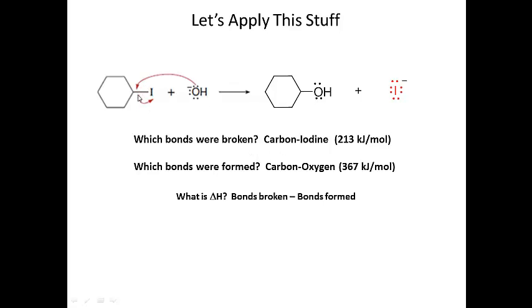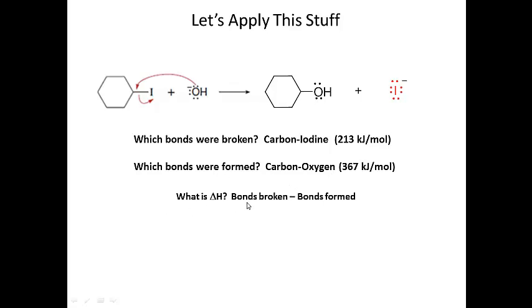So the question is, which bonds were broken? Well, we broke a carbon-iodine bond according to this arrow, and then we made, according to this arrow, a carbon-oxygen bond. So the carbon-iodine bond from the chart takes 213 kilojoules per mole to break, and then for the carbon-oxygen bond, 367 kilojoules per mole of energy is given off when the carbon-oxygen bond is made.